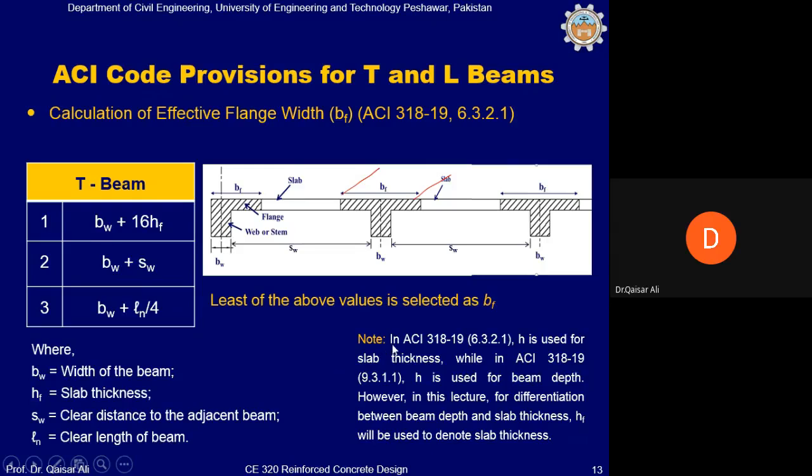There is a note on this slide also: in ACI 318, h is used for slab thickness, while in ACI 318-19, h is used for beam depth. However, in this lecture, for differentiation between beam depth and slab thickness, hf will be used to denote slab thickness.